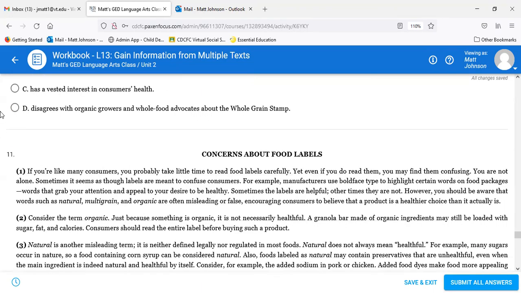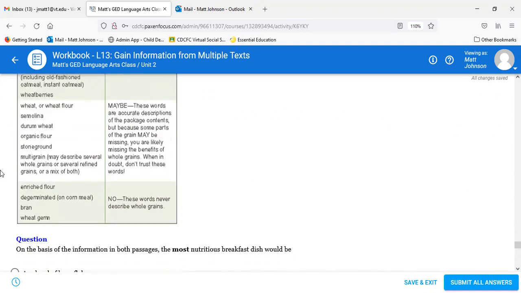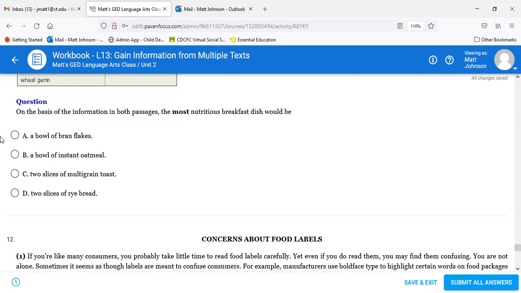10 is A. 11, we've got the same passages here. Let's go back to Etta. How about reading number 11 for us? Okay. On the basis of the information in both passages, the most nutritious breakfast dish would be A, a bowl of bran flakes, B, a bowl of instant oatmeal, C, 2 slices of multigrain toast, or D, 2 slices of rye bread. It's B, a bowl of instant oatmeal. Yeah, a bowl of instant oatmeal. There you go. B as in boy there.